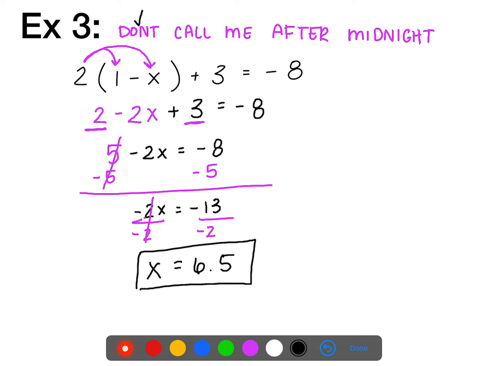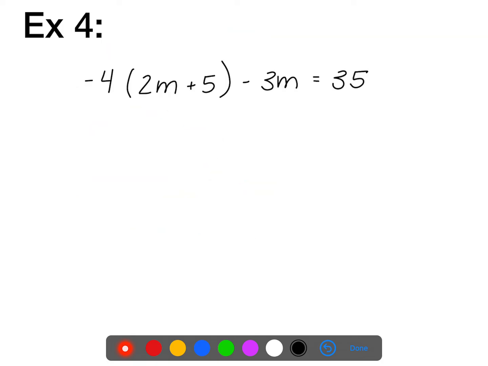So a little more to it, but not too much. But I think you're ready for even more. A little bit fancier: -4(2m + 5) - 3m = 35.